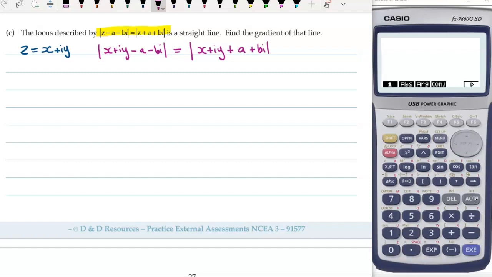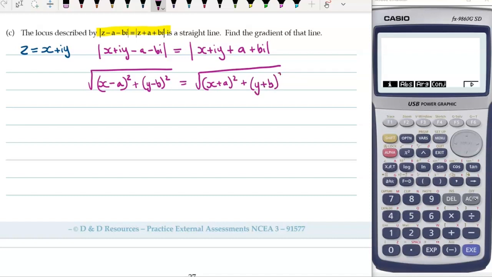Now modulus means we do the square root of the real part squared, so that's x minus a, those are the real bits, and the imaginary coefficient, so that's y minus b all squared, is equal to the square root of, on the right hand side the real part is x plus a, and the imaginary coefficients are y and b. Okay, so then we would know that you can take the square root off of both sides, and at the same time I will expand those brackets.